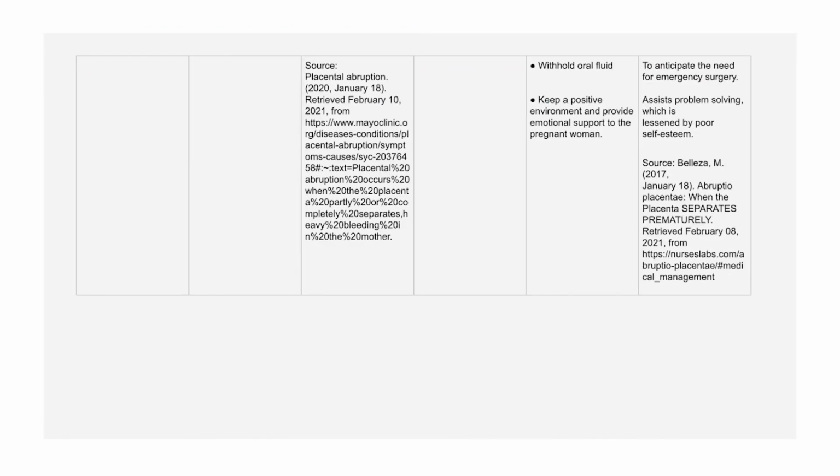The second to the last intervention is to withhold oral fluid. This is to anticipate the need for emergency surgery. It is important to empty the stomach before any surgery to prevent nausea and to keep food or any fluid from getting into the lungs. And the last intervention is to keep a positive environment and provide emotional support to the pregnant woman. This is to assist problem solving, which is lessened by poor self-esteem.